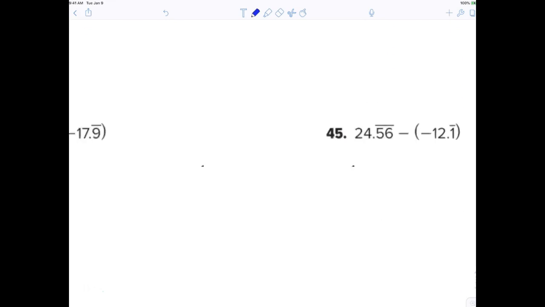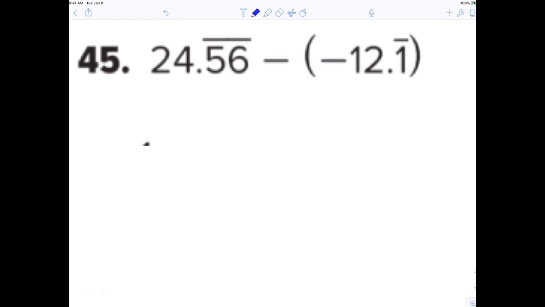So let's look at 45. What is 56 repeating? Do you remember? It's 56 over 99. Thank you very much, buddy. That's very important. 56 over 99. Then this is plus, and that would be 12 and what? 0.1 repeating. What type of 9? 1 over 9. Thank you very much.